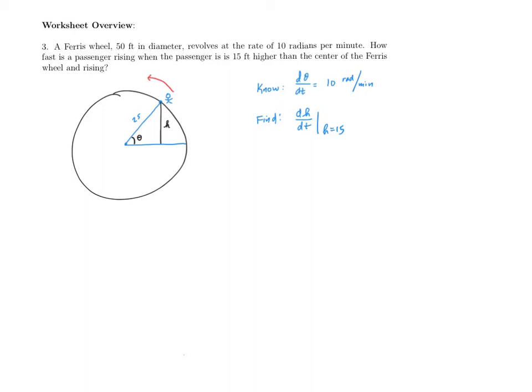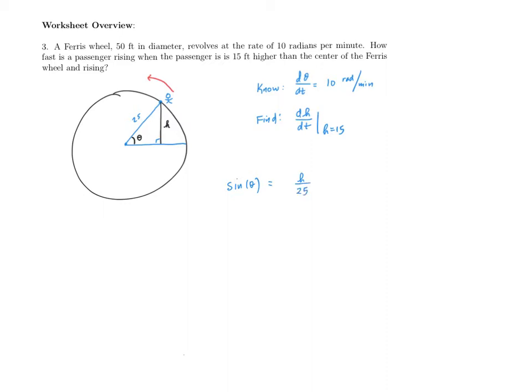Then moving on, we need an equation relating theta and h. And note, in our picture, we have a right triangle, and we know the length of one of the legs and the hypotenuse. So in this case, the desired trig function is that sine of theta is equal to h over 25.